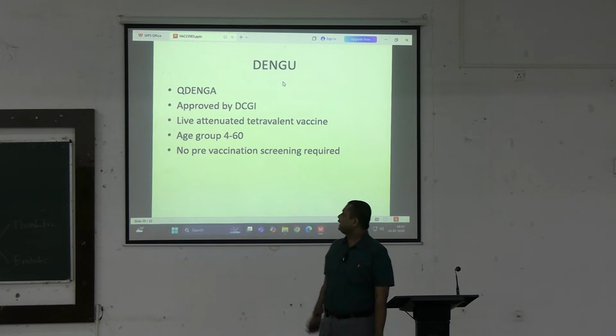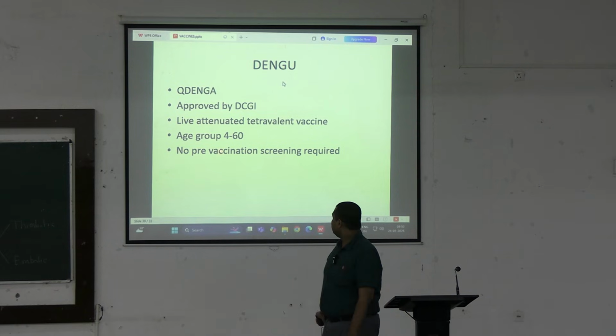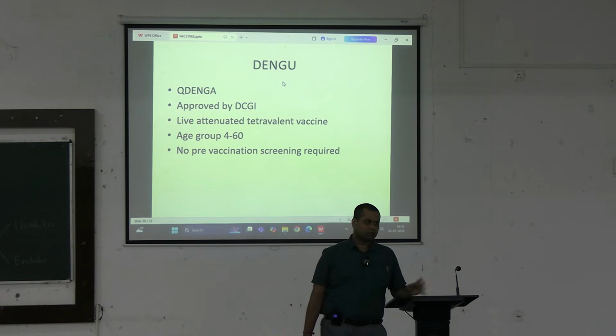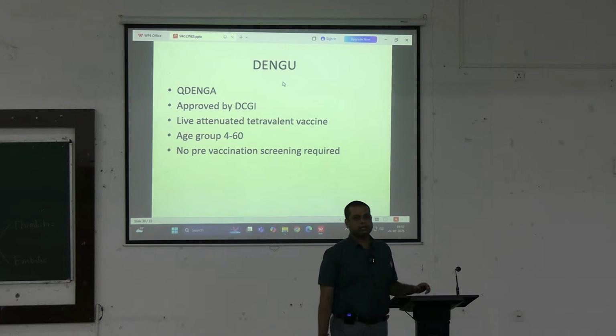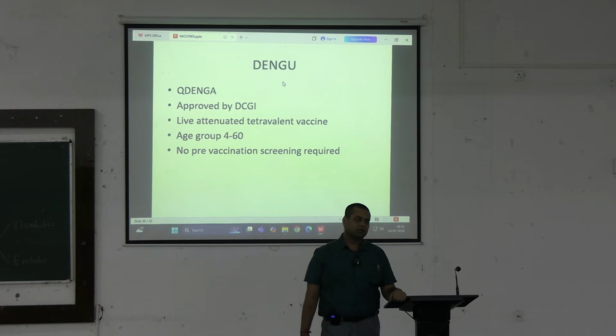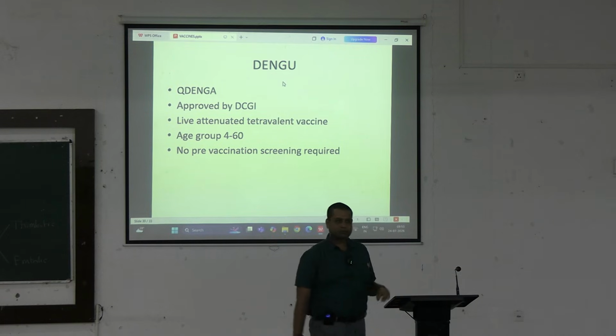So another, Qdenga dengue vaccine, has been recently approved by DCGI. Okay? So it is a polyvalent vaccine, an attenuated tetravalent vaccine. How many types of dengue virus are there? There are 4 types: Den 1, Den 2, Den 3, Den 4. Okay? What is the pathology of dengue virus? Nobody? What is the complication caused by dengue virus? Dengue shock syndrome. Okay?